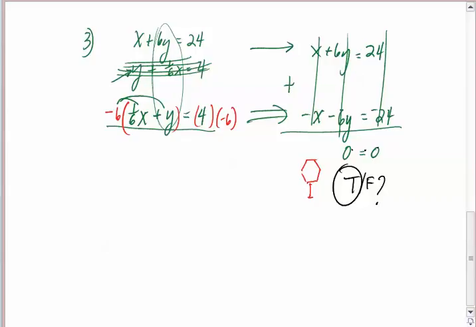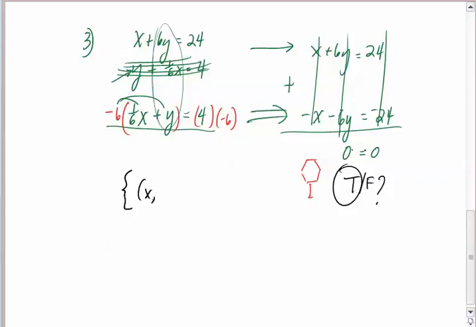So just because the variables go away doesn't mean it's no solution always. It might mean that it's the same line, which is the case here, and that is, if it's true, it's the same line. So if you were going to graph them, it would look something like that, right? That would be right on top of each other. So there'd be an infinite number of solutions. We call that infinitely many, and this is how we write it.